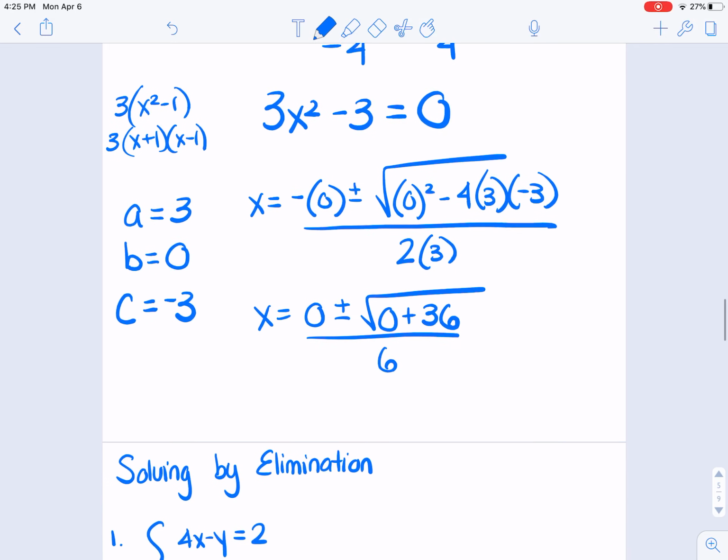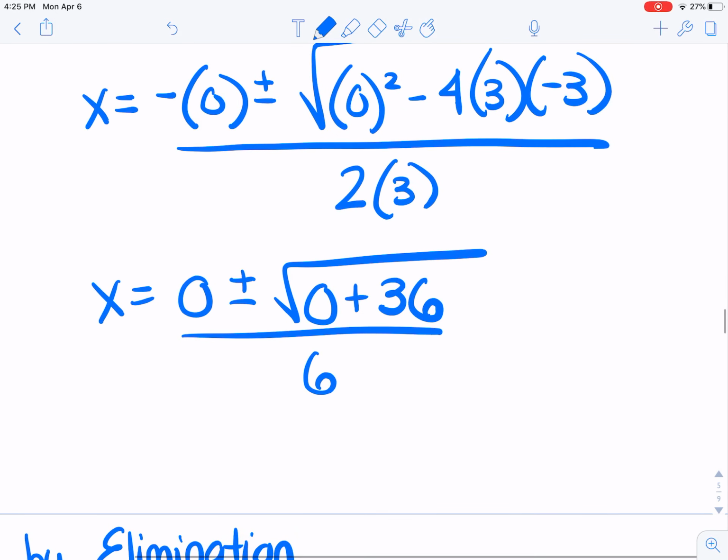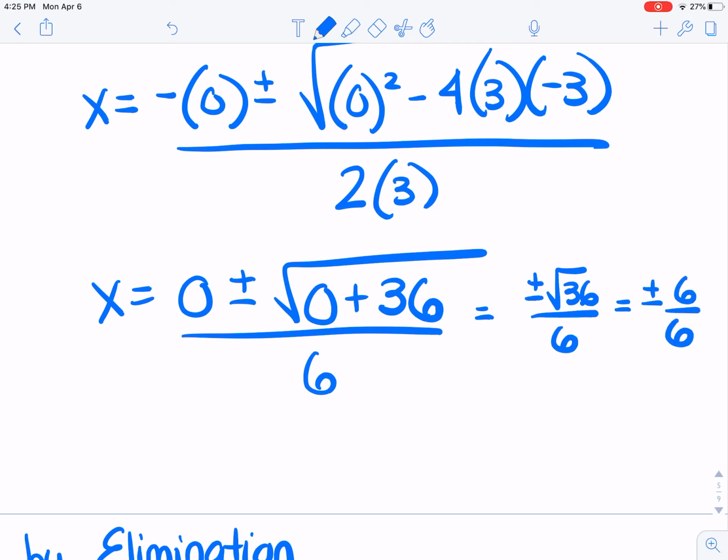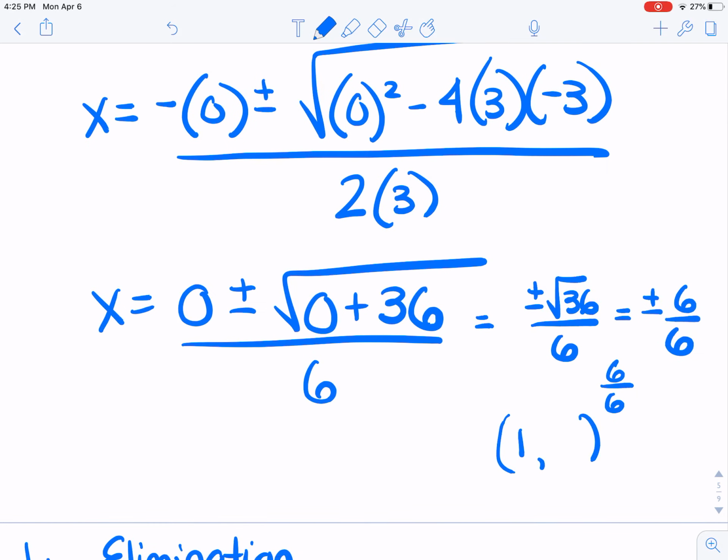So next I have x equals plus or minus the square root of 36 over 6, which would be plus or minus 6 over 6. 6 over 6 gives me 1. And -6 over 6 gives me -1. So those are the x values. This happens to be a problem where I have two solutions.